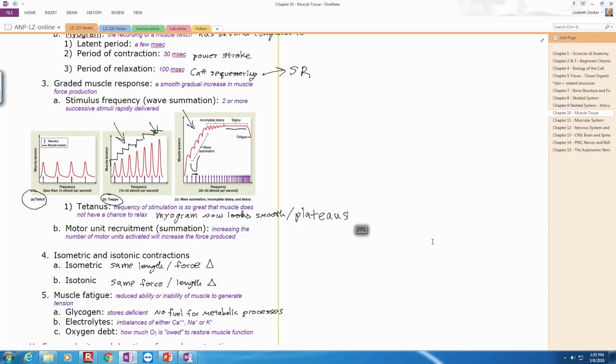Can you see how they can be related? Depending on the actual movement, once you're moving something, now you're changing the length of the muscle to shift it and do something, right? All right, cool. And talking about muscle fatigue, let's see, what do we want to talk about on muscle fatigue?